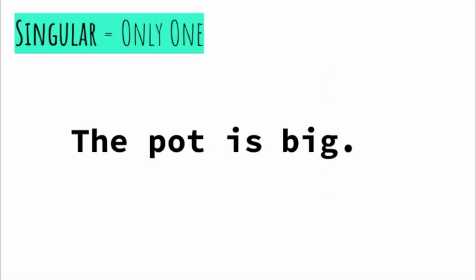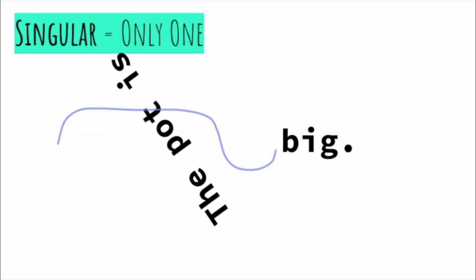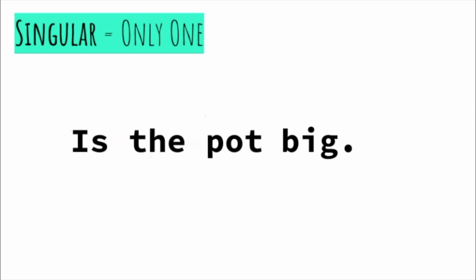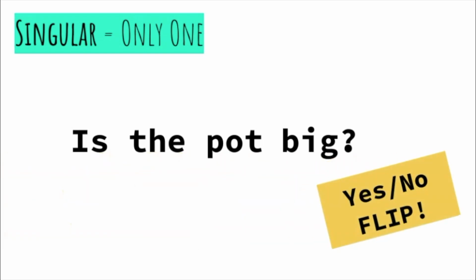Is? In this lesson, we already did a yes-no question. Do you remember how we made our yes-no question? That's right, we did the yes-no flip. So when we want to ask a question and the answer of the question will be yes or no, take the first two parts, the pot and the verb is, and we flip them. Is the pot big? And don't forget, add that question mark. That's how we do the yes-no flip.